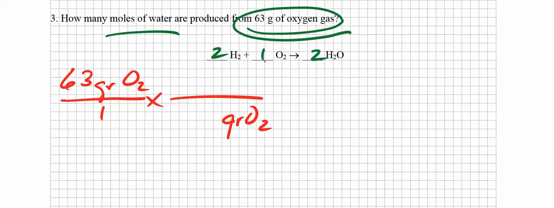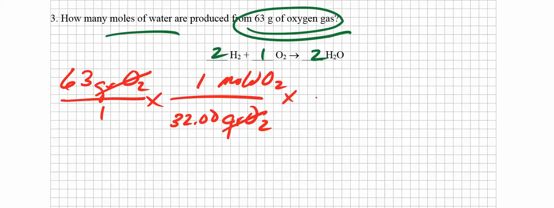Just a quick tip. This is a mole to mole to mole relationship. So anytime you have grams, you need to change it to moles immediately, right? Before you do anything else. So we're going to put moles of O2 up here. So moles of oxygen gas here. And I'll ask the question, how many grams does 1 mole weigh? Well, it's 32.00, 16 twice. Now this unit and this unit will cancel away, and I'm left with moles of oxygen gas.